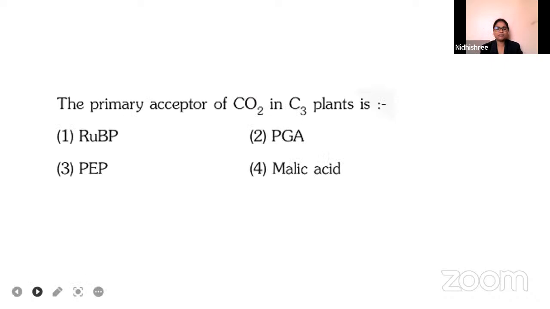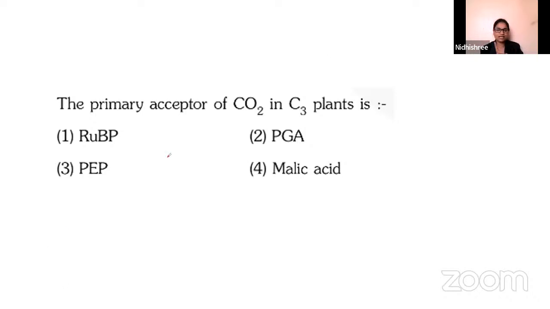The next question is the primary acceptor of carbon dioxide in C3 plant. Remember, the primary acceptor of carbon dioxide in C3 plant is RuBP, PGA, PEP, malic acid. Dhamini RuBP, Rakshita option B, Shilpa option B, Samarth option B, Gayatri, Naveen voted for option B. They are asking for the primary acceptor. Kanchanaraj, Parvati option B, Deepti option A. Fine. So let us check the answer. The right answer is option A, that is RuBP.